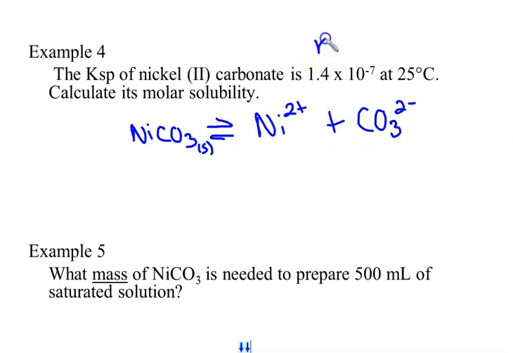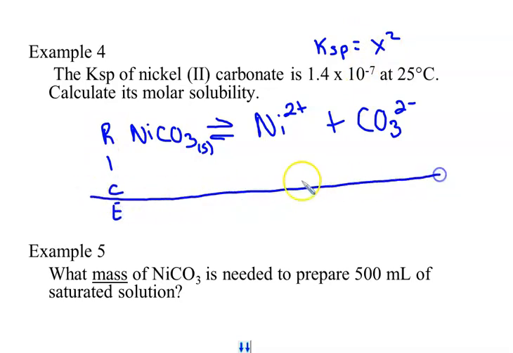So we know that our Ksp is X squared. And they're looking for the molar solubility, so they are looking for X. So basically I could take the square root of the Ksp. So you could use this. I'm going to ICE it because some students are like, oh, can I ICE it? Sure, we can just ICE it. But you don't necessarily have to ICE these to figure this out. So I'm going to show you.